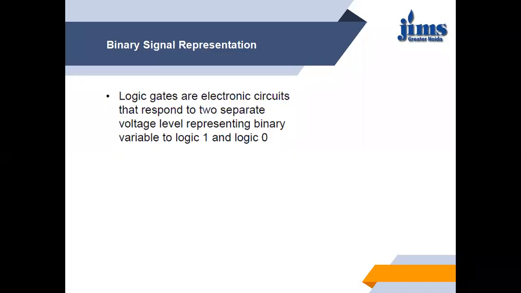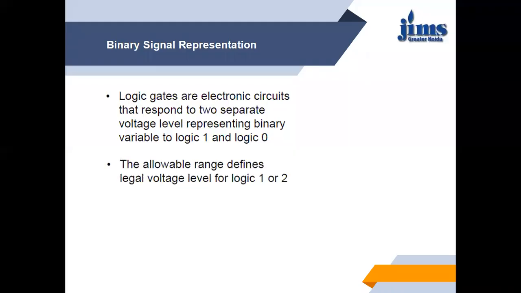Now, logic gates are electronic circuits that respond to two separate voltage levels representing the binary variables logic 1 and logic 0. So these logical operations are done with the help of logic gates, and a logic gate is a device, an electronic circuit, which takes input in binary in the form of zeros and ones, and which produces an output in the form of 0 and 1. So 1 is a voltage level, say we are working with 5 volt, then 1 equals 5 volt, and 0 equals 0 volt, that is ground.